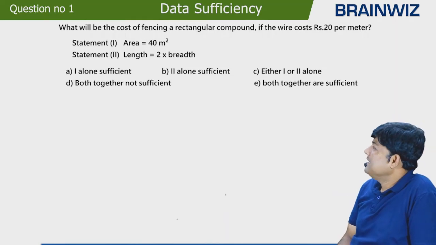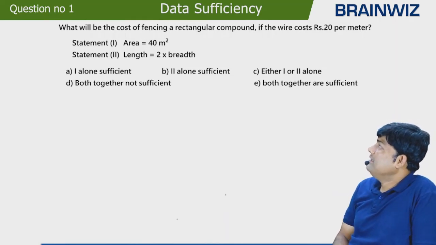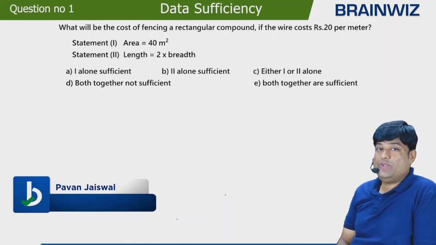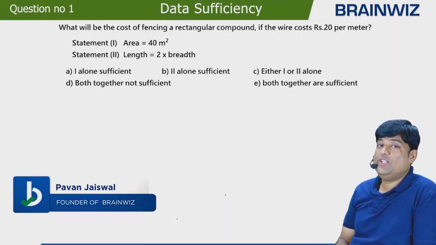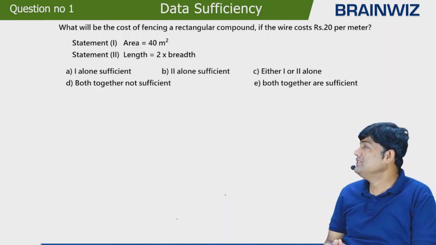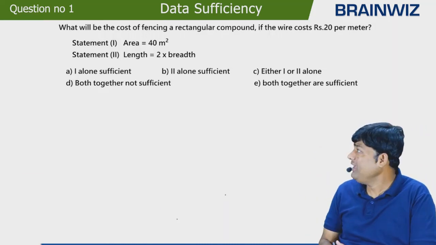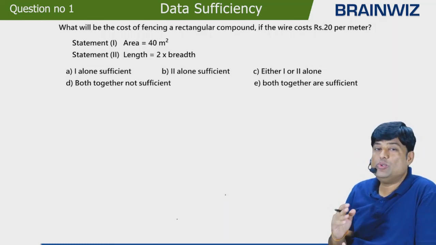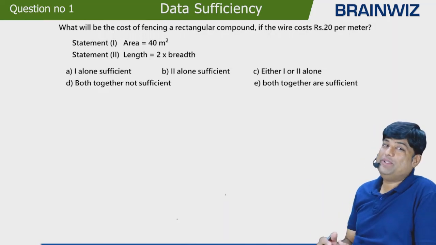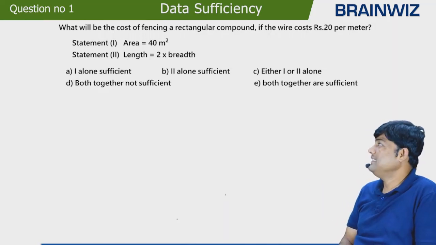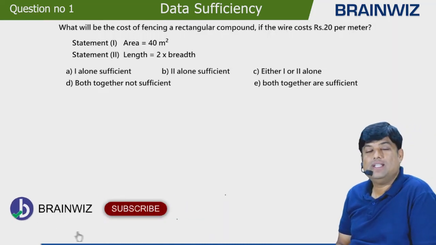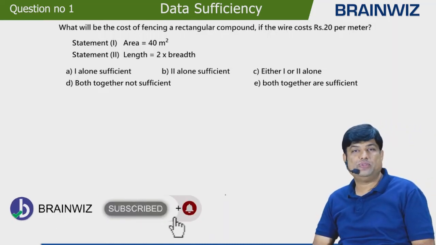This question is asking: what is the cost of fencing a rectangular compound wall if the wire costs 20 rupees per meter? Now, he's going to give you 2 statements. Statement 1 gives you the area, which is 40 meters square. Are you able to answer with this or not? Let's check it out. Statement 2 says the length is twice the breadth. Length is equal to 2 times breadth. So we are supposed to find out which data is sufficient.